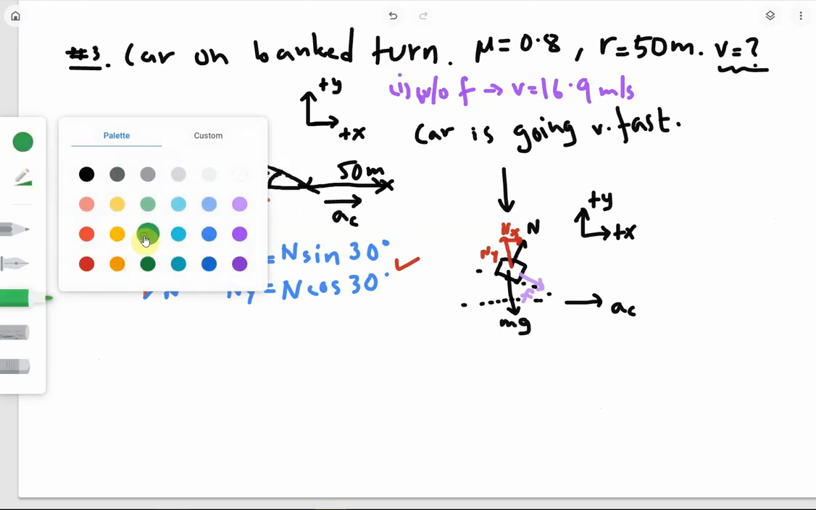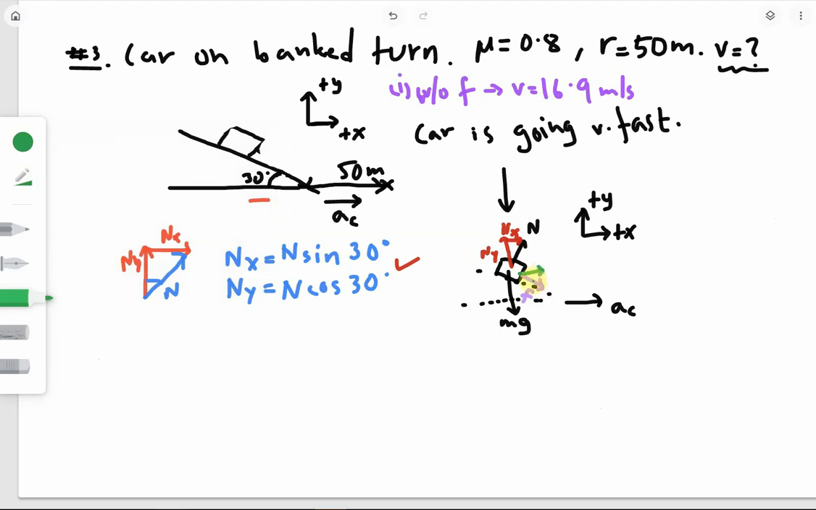Let's use a different color again. Alright, so how would the friction components look? Well, this friction is down along the plane. So the X component would be going to the right. This is Fx. And the Y component would be going down, because it is actually acting downwards. So these are the friction components.